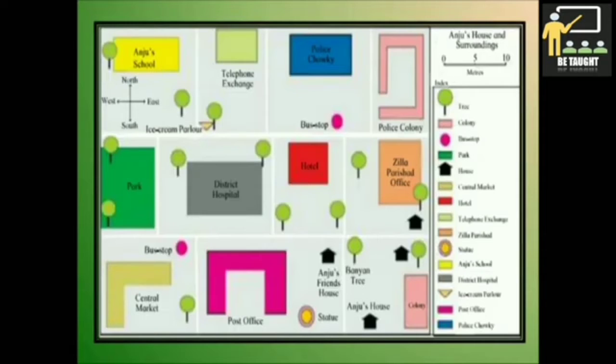A smaller picture of Anju's house and locality, that is the area around Anju's house, that is the meaning of locality, is given in this picture. However, realistic pictures of trees and buildings are not shown in it. In their place, certain symbols are drawn.